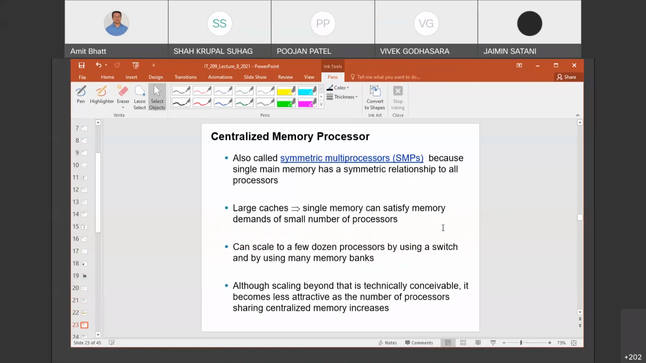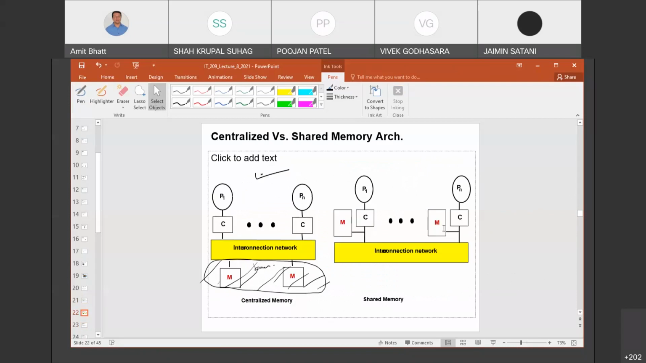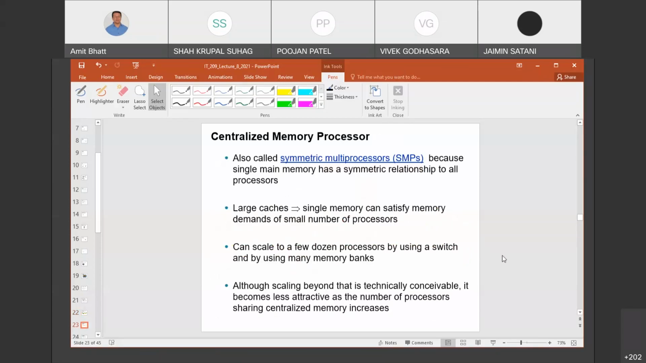This would also be called a symmetric multiprocessor, because the time to main memory for each one of these processors is the same, right? Because it is one combined thing. So this is also known as symmetric multiprocessor, and it has a symmetric relationship to all processors. So all processors have equal rights on it. So this is also known as SMP.